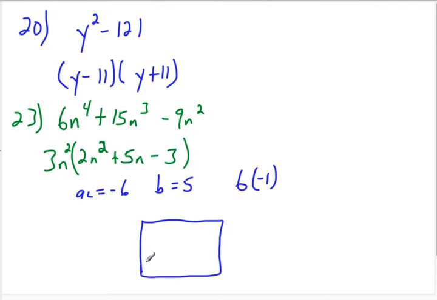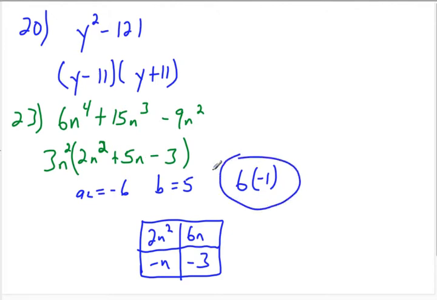So making our box, we use 2n squared, we use negative 3, and then we have this middle term we're splitting, so 6n and negative n would be that 5n there, and we get that from here. Factoring out, we have 2n, we have negative 1, because there's nothing in common with these two. We have n here, and then 2. No, sorry, plus 3.